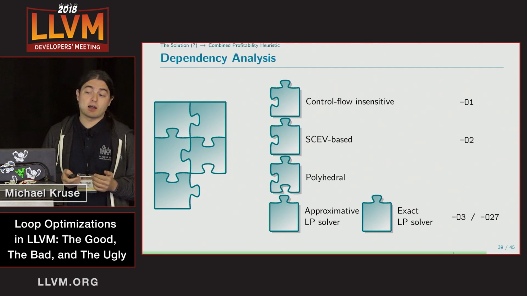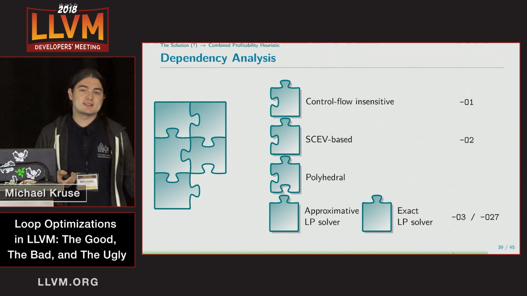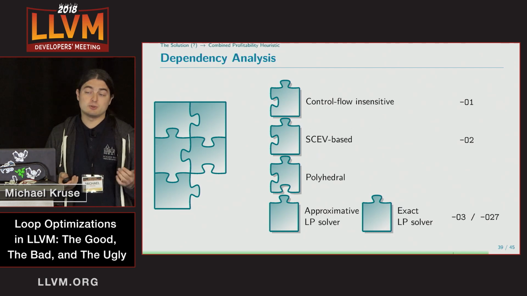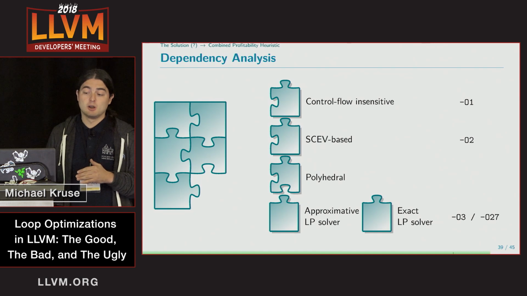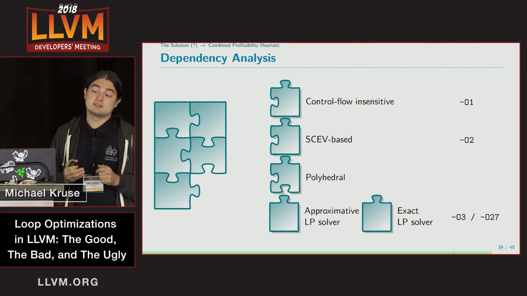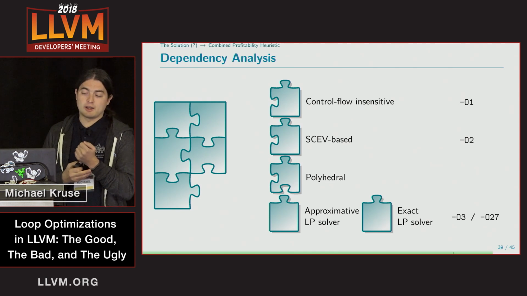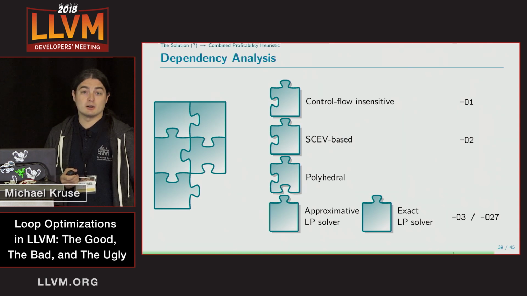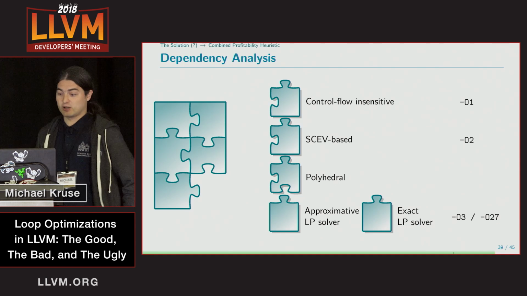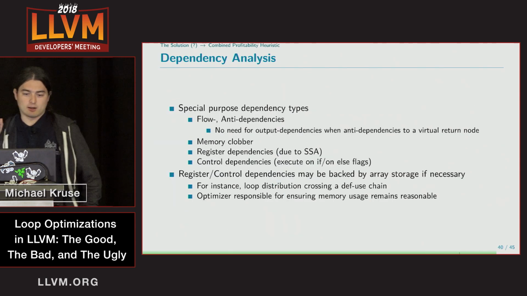You have a dependency analysis from something very simple, control flow intuitive, something Scev-based, something we currently use, or reuse something the other loop passes already use, or go to full-fledged polyhedral dependency analysis, so about the most exact you can get, and choose what kind of linear program solver you want depending on what optimization level you have.